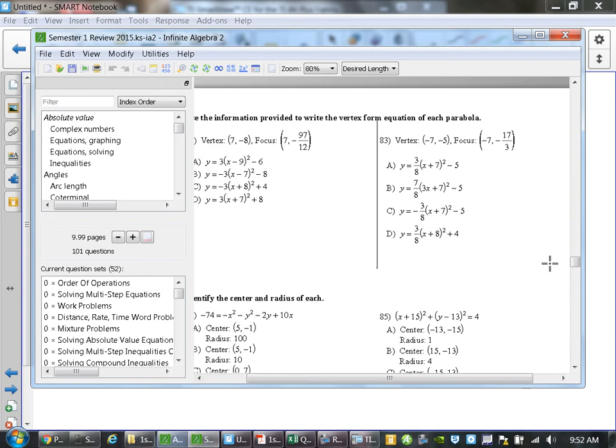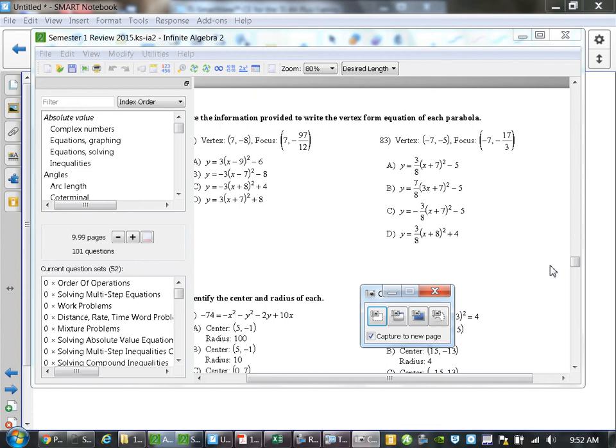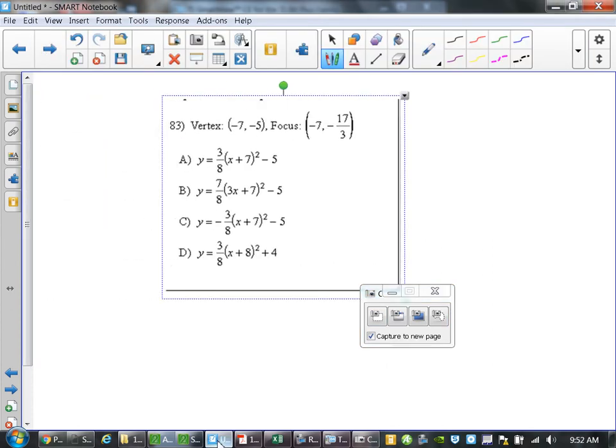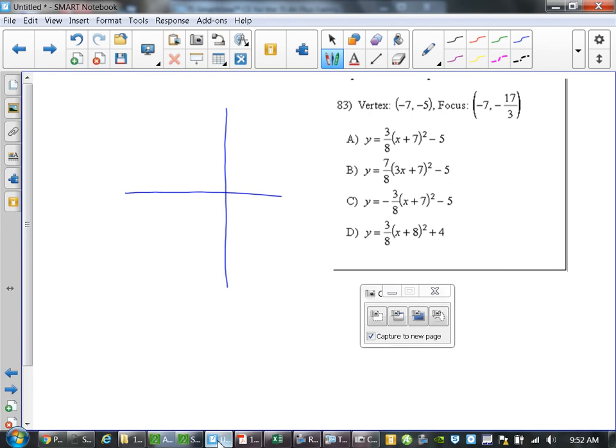All right. At least they tell you it's a parabola, so that's good. So you have a parabola. You have a vertex at -7, -5. You have a focus at -7, -17/3. Is -17/3 bigger or smaller than -5? It's more negative. All right. So technically it's smaller, but it's just whatever.